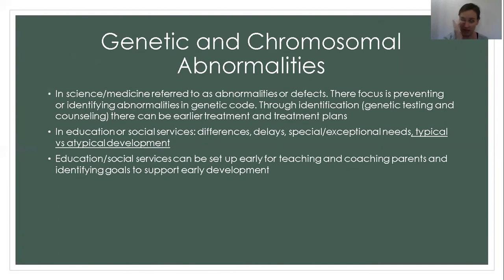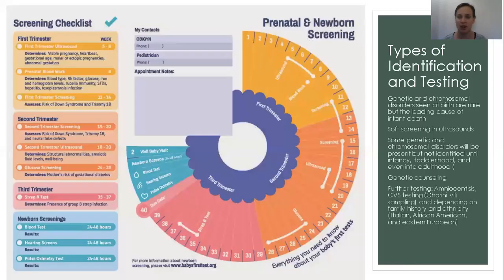Since I come from a social service or education point of view, we often refer to it as differences, delays, special or exceptional needs, or typical versus atypical development. And we set these up as soon as we know that there's a delay that a child is experiencing. We set up a lot of teaching and coaching of parents in order to identify goals that we want to set for this child to support their early development.